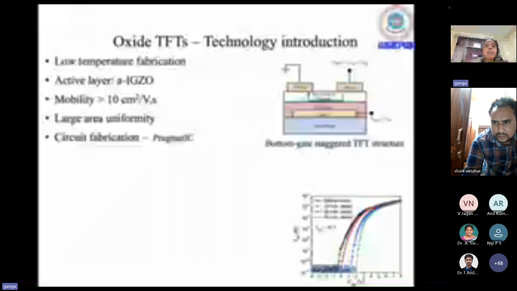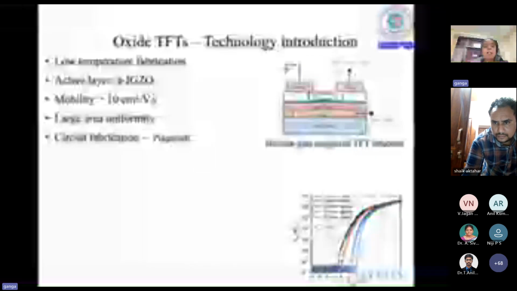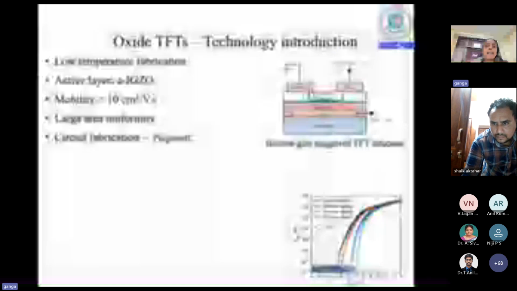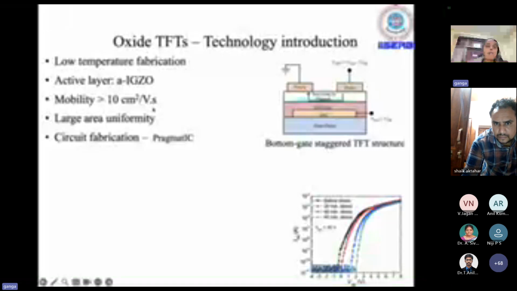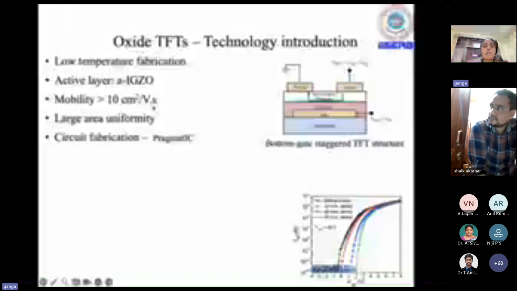Then researchers came up with new technology. One of the technologies is oxide TFTs. Of course, there are other semiconductor technologies that also allow flexible electronics, like organic, amorphous silicon, and so on. But compared to those TFT technologies, oxide TFT technology is much better in terms of mobility. Its mobility is greater than 10 centimeter square per volt second. On the other hand, for organic or amorphous silicon TFT, the mobility is only about 1 centimeter square per volt second. The mobility reflects in speed of operation.